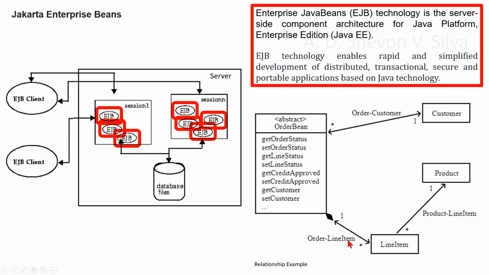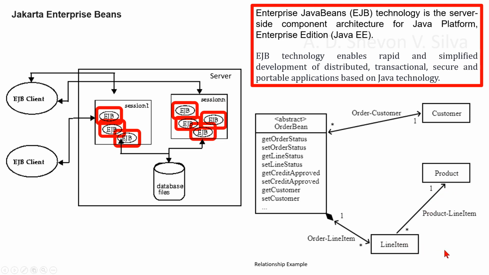The order bean is aggregated with line items via the order-line item relationship. One order bean can have many line items. One line item can have one order bean. One line item interacts with the product through the product-line item relationship. So in this relationship, one line item can have one product, and one product can have many line items.